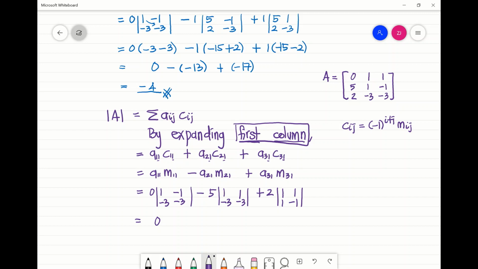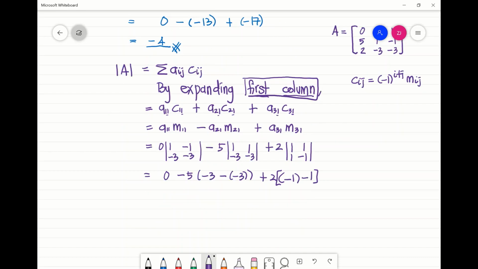So we have 0 here, -5, so it's -3 minus -3, plus 2 times -1 minus 1. How to find the value? We just simplify everything. So we have -5 times 0 plus 2 times -2. Here we have 0 plus -4, so we have -4 to be the answer.